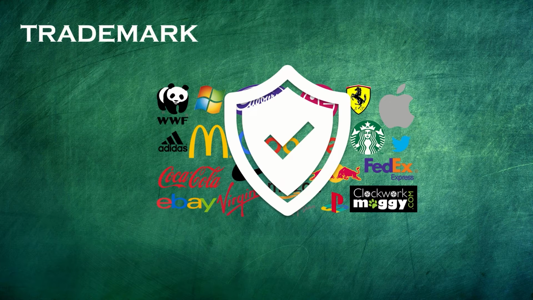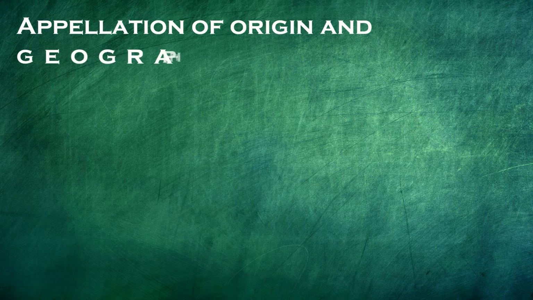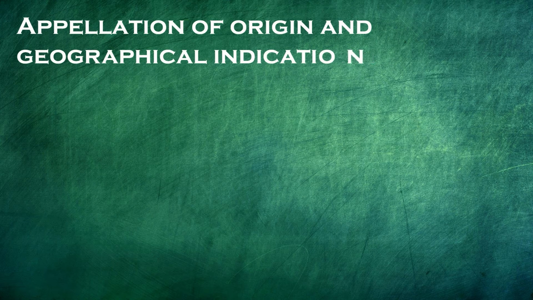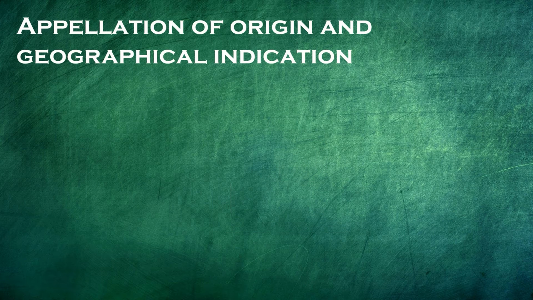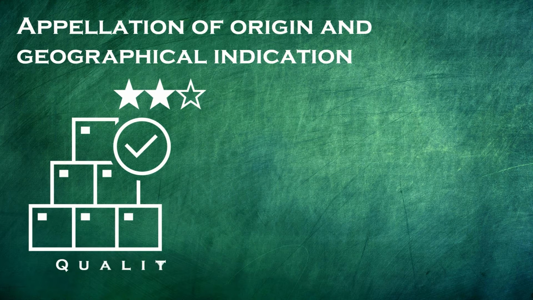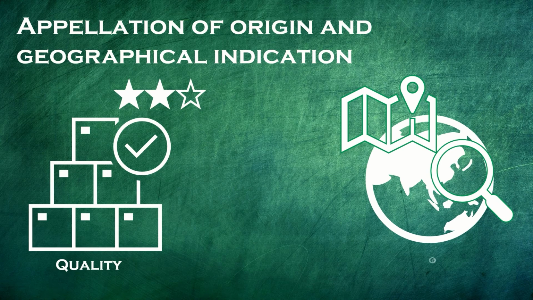Okay, now I know a lot about patents, industrial design, and trademarks. Is there anything else I need to know? One last thing, appellation of origin and geographical indication. It is used to determine origin and quality of a product. When can I use it? It can be used by producers where the product originates from the designated place. So that's how it works. And that is how it works.